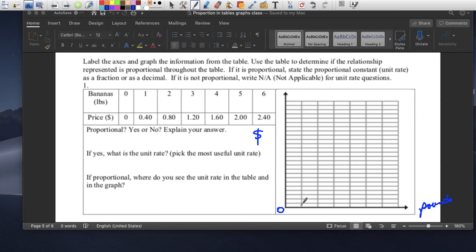Banana, we're going to go, well, that's easy. 1 pound, 2 pounds, 3 pounds of banana, 4, 5, 6, 7 pounds of banana. And up and down, we're going to go by the money, right?